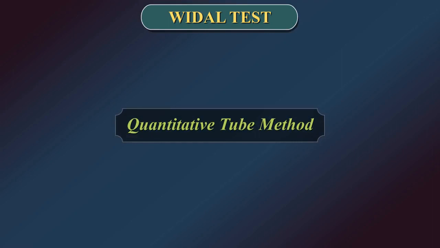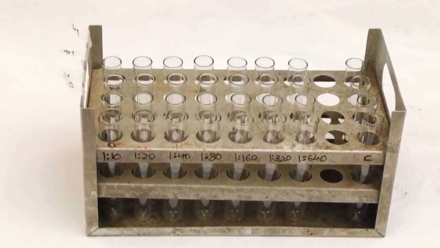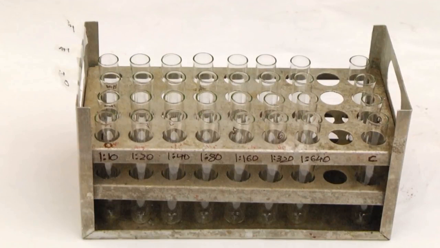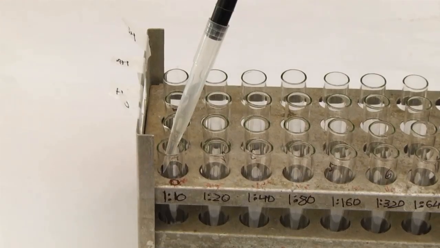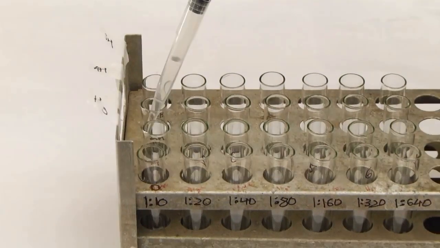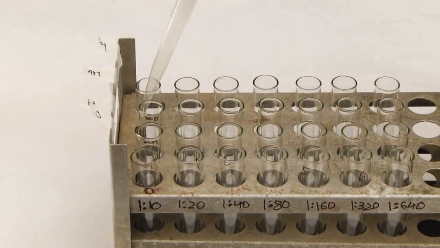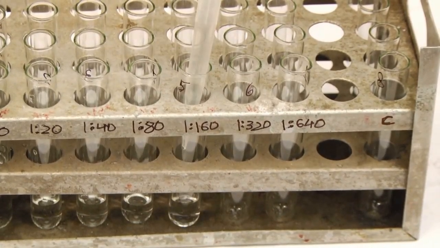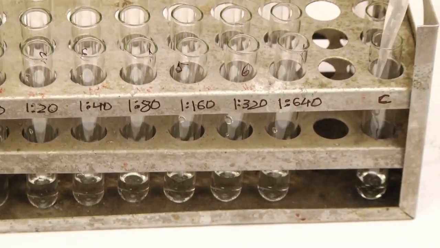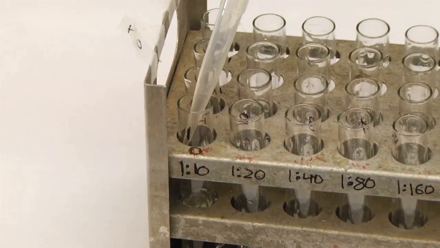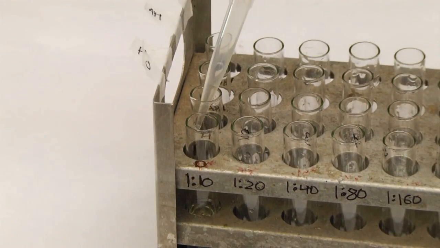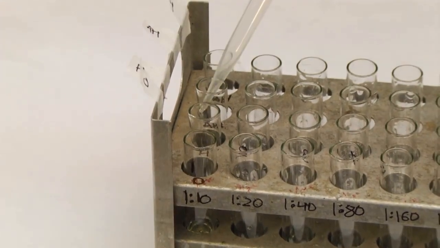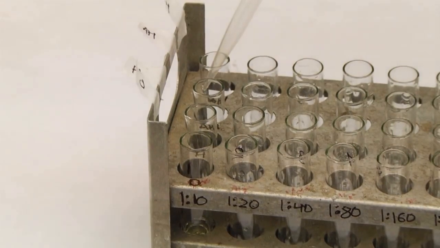Quantitative tube method. Take appropriate number of sets, 1 set for each antigen suspension, of 8 Kahn tubes or test tubes, and label them 1 to 8. Pipette 1.9 milliliters of physiological saline into tube number 1 of all sets. To each of the remaining tubes, that is 2 to 8, add 1 milliliter of physiological saline. To tube number 1 of all sets, add 0.1 milliliters of serum sample to be tested and mix well.